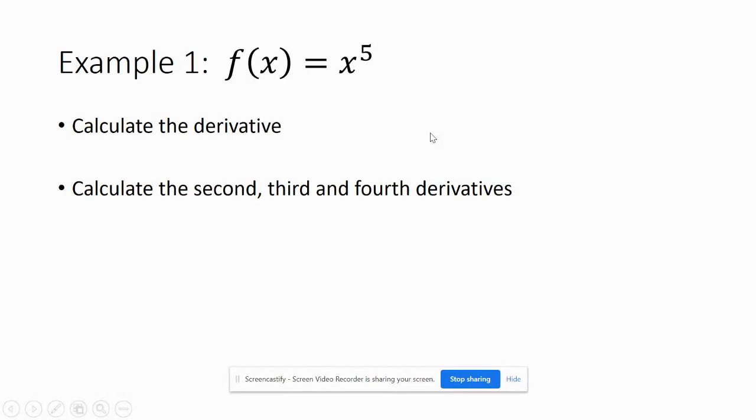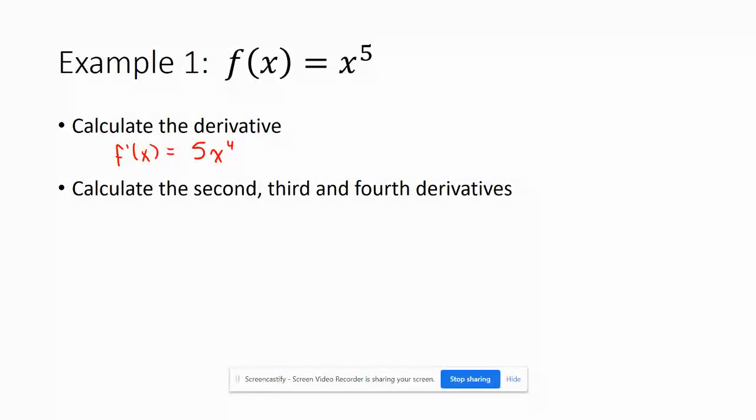Okay, so we're going to start with f of x equals x to the fifth, and we want to calculate the derivative. So that means f prime of x equals 5x to the fourth. We are only using our power rule. Very simple question.